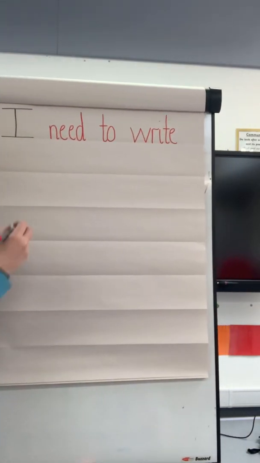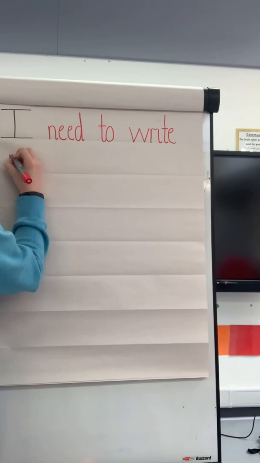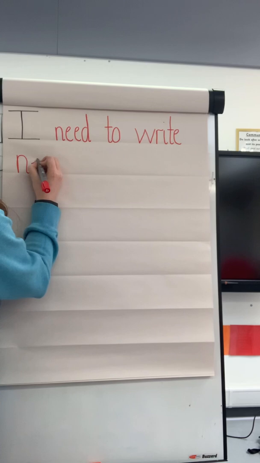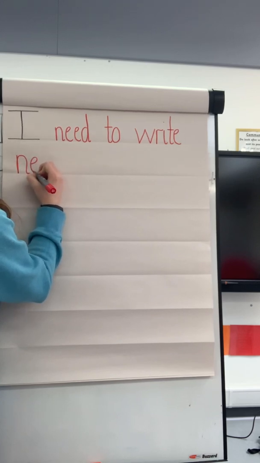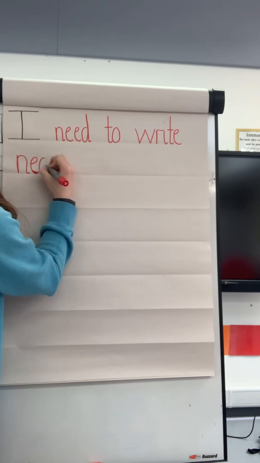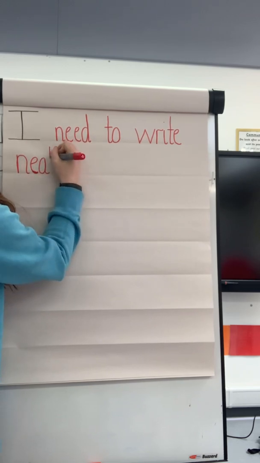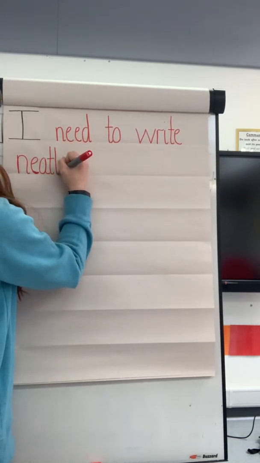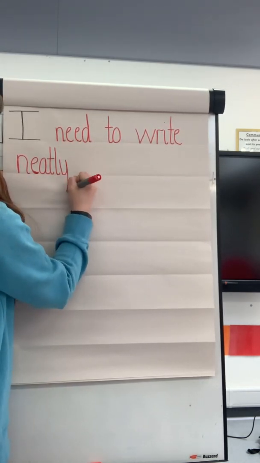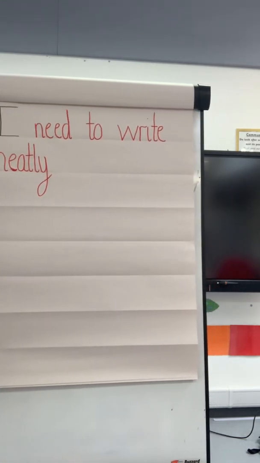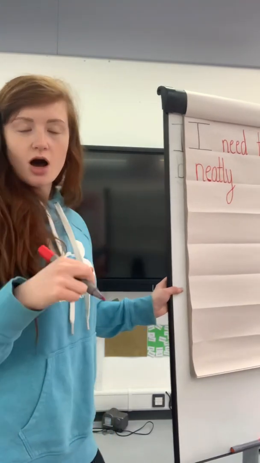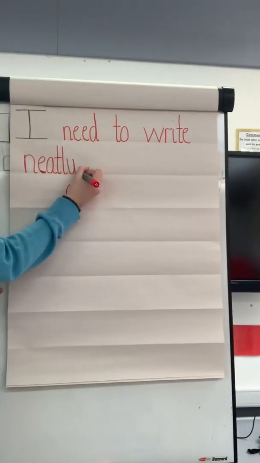So neatly is the next one. So the first sound is N. And then for the E sound, it is E for eat my peas this time. So E. Sorry guys, Miss Bailey's E's gone all wonky. Neat. So we've got a T. And then ly is the suffix L and Y on the end. Neatly. Making sure that Y is descending. I need to write neatly. And what do we need at the end of that sentence? A full stop. Well done. So make sure you put your full stop at the end.